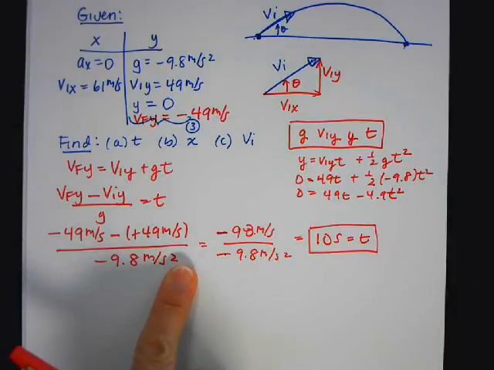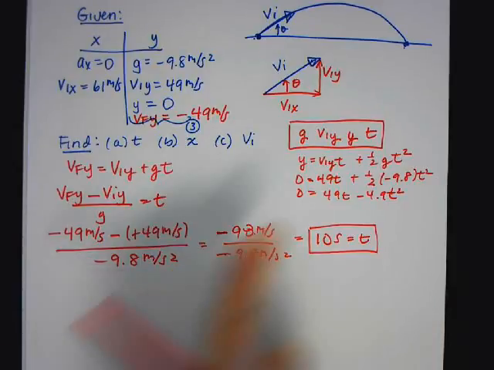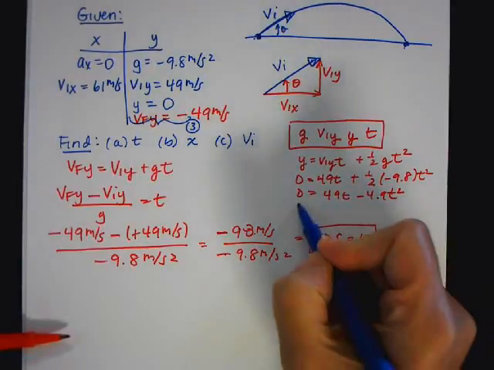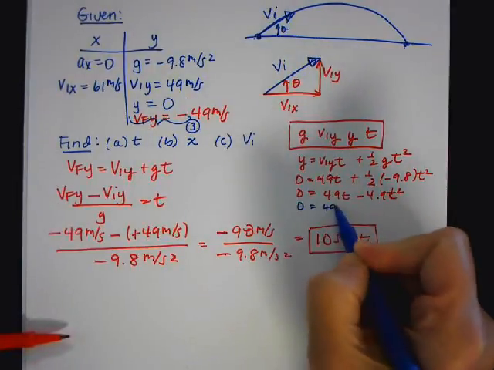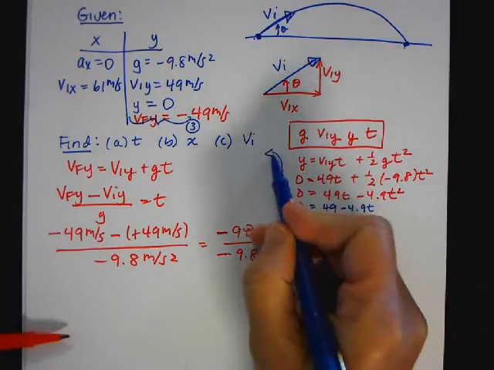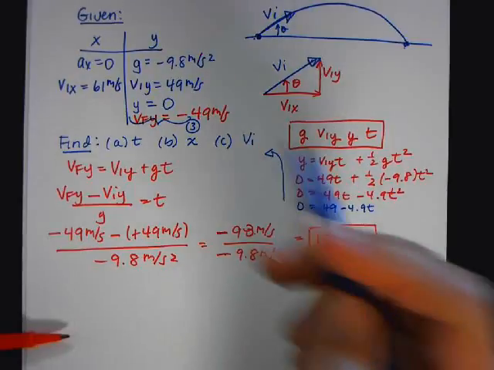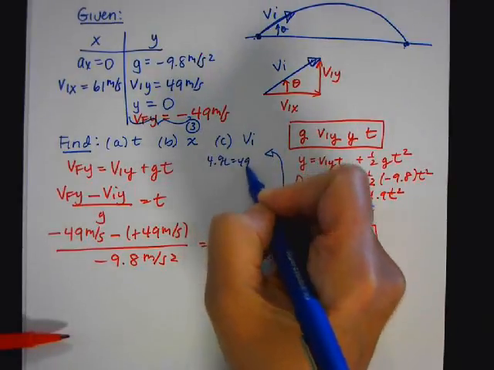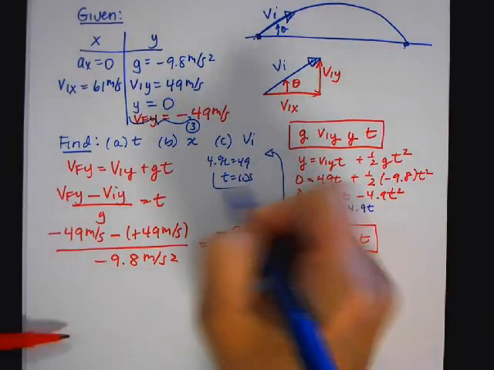If I factored out a T here, which again, you can't do in math class, and I said 0 is equal to 49 minus 4.9T, and then I rearrange that, I would get 4.9T is equal to 49, and T would come out to be what? 10 seconds. I would get the same thing, okay?